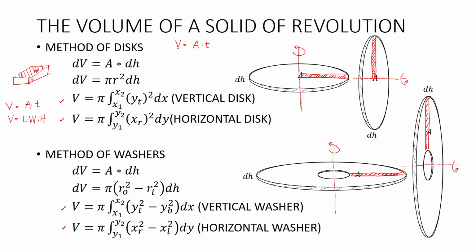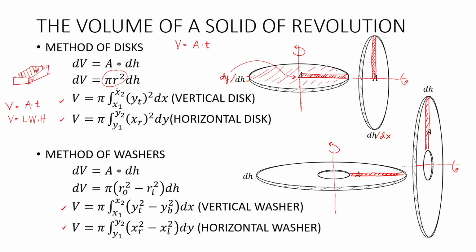So if you go to our disk, notice that our cross-sectional area is a circle, and the area of a circle is pi r squared. That's why you have pi r squared here. And then our thickness will be the differential height. Coming from the horizontal strip, this differential height becomes your differential y. That's why dh becomes dy, because it comes from the thickness of your horizontal strip. For the other one, this dh is dx, since you are using the vertical strip. So it translates into dx or dy depending on which disk you are using.